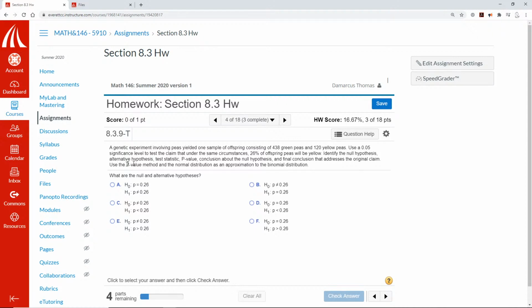Same type of problem. You have to set up the null and the alternative. A genetic experiment involving peas yielded one sample of offspring consisting of 438 green peas and 120 yellow peas. Use a 0.05 significance level to test the claim that under the same circumstances, 26% of offspring peas will be yellow. Identify the null and the alternative. Because the claim is that it will be equal to this 26%, we're going to have to do a two-tail test, which means the alternative is that it is not equal to 0.26.